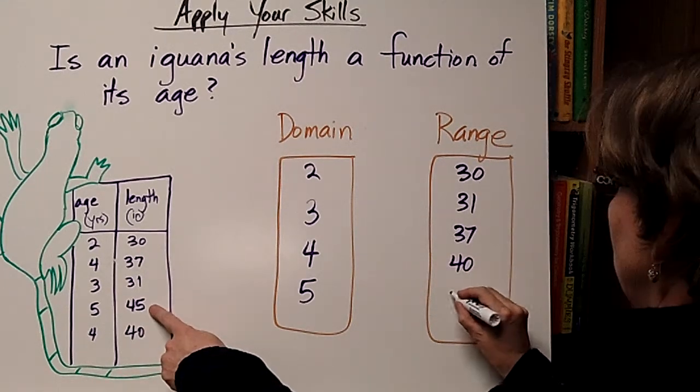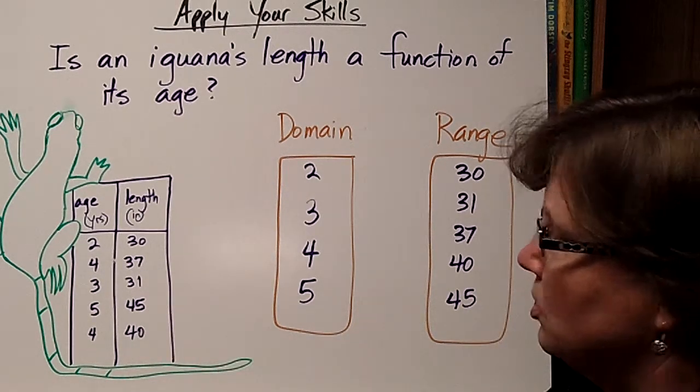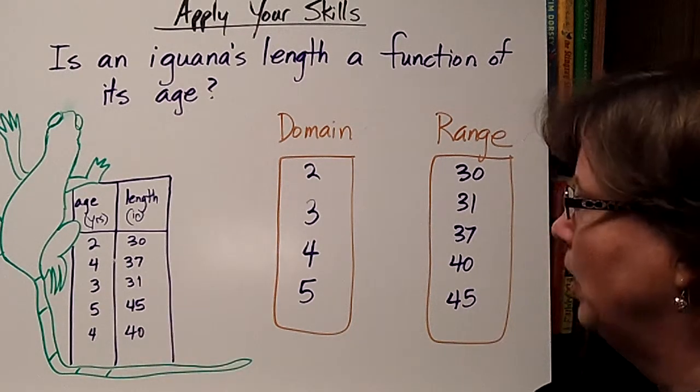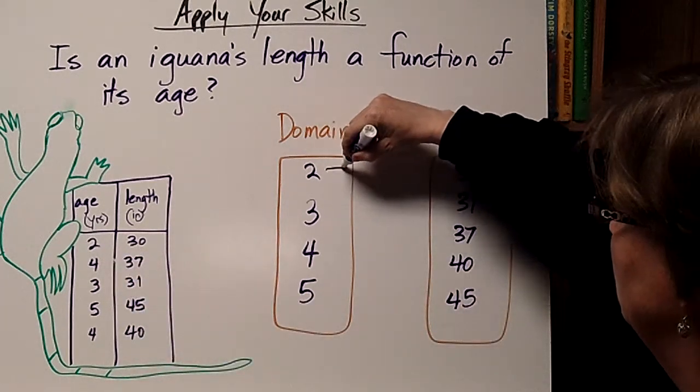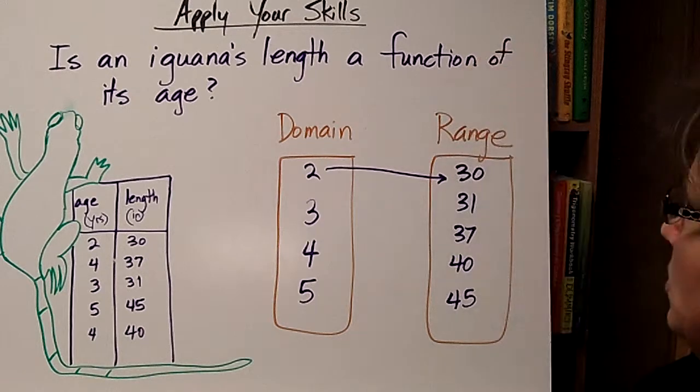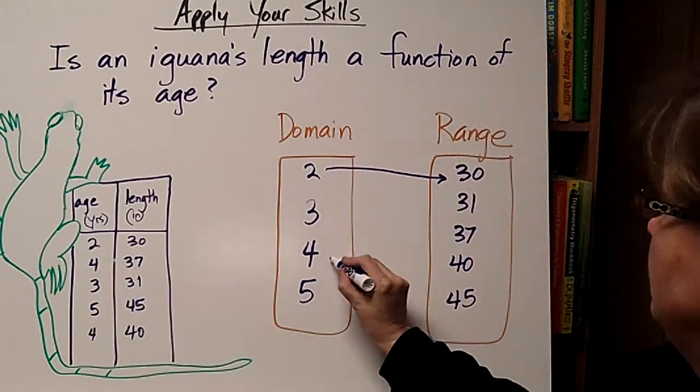Add 40 to it, and then we're going to list the 45. We want to now match these according to their ordered pair. 2, you'll draw a line straight across to its corresponding value, which is 30. The 4 goes to the 37.